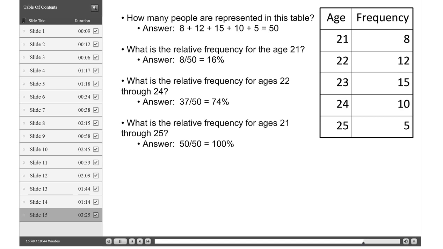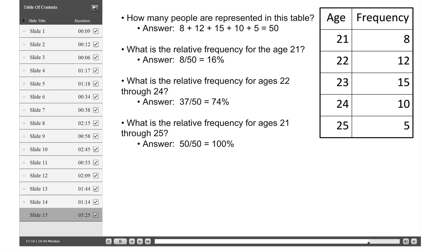So for example, there's an 8 next to 21. That means that there are 8 people in the data set that are 21 years old. There are 12 people in the data set who are 22 years old. There are 15 people in the data set who are 23 years old, and so on. So the relative frequency of an observation is the percentage of time that observation occurred. The frequency of an observation is the number of times that observation occurred.